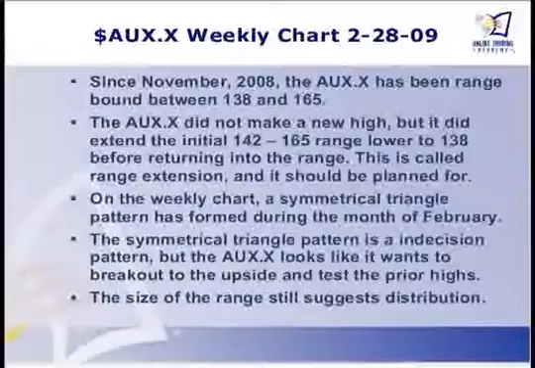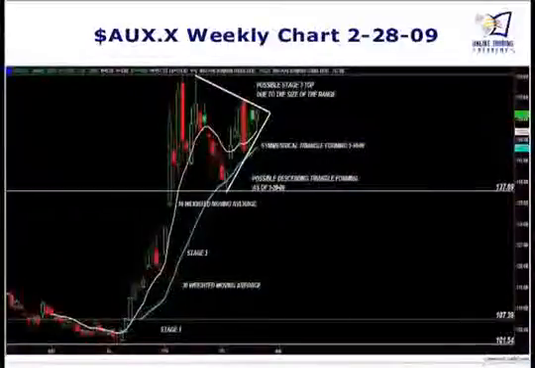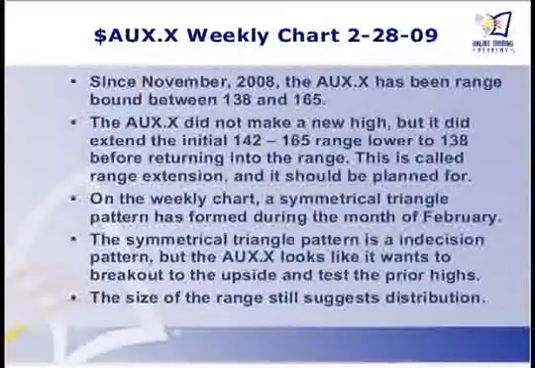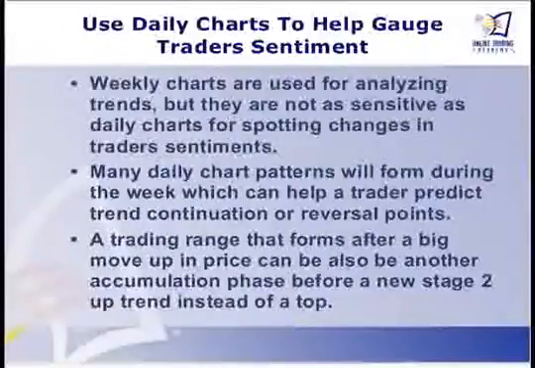And now the thing about the symmetrical triangle that we're looking at is normally it's an indecision pattern. But even on the weekly chart, it looks like we want to break out to the upside and retest the prior highs. But notice I also said the size of the range down here still suggests a possible distribution phase. When those ranges get as big as you see these ranges here, that's usually what a stage 3 top looks like. So how can we come up with some clues that may be able to tell us what to do next?